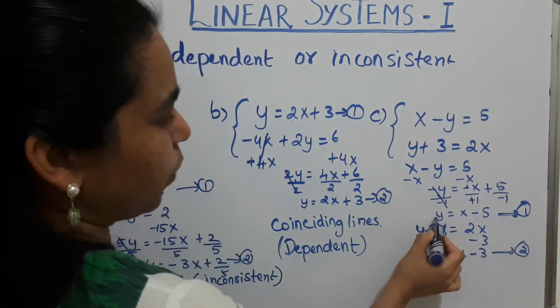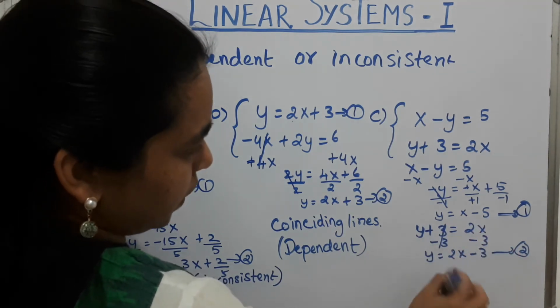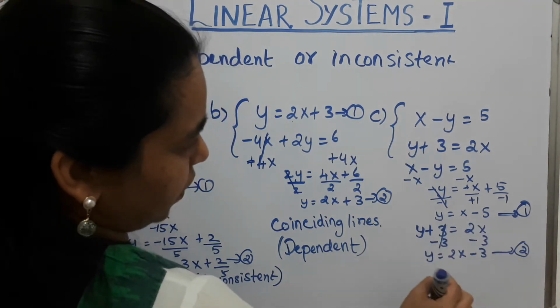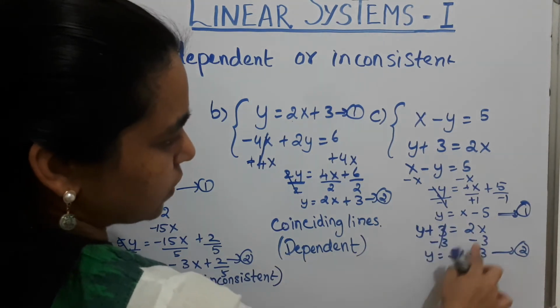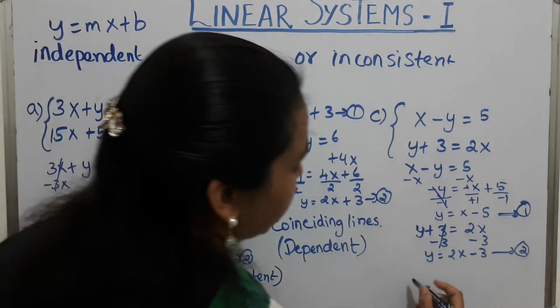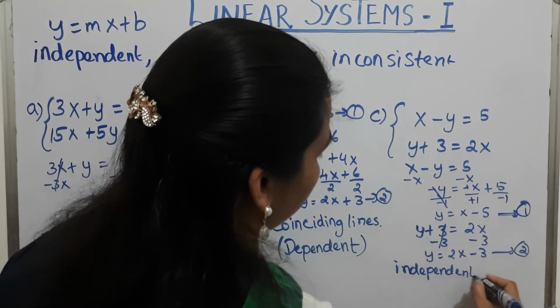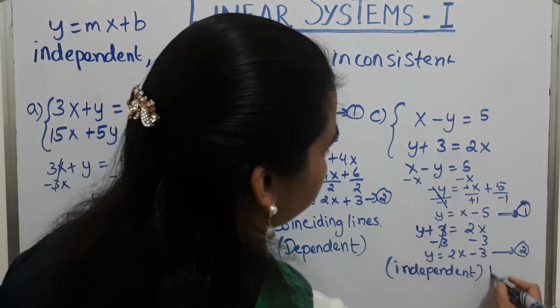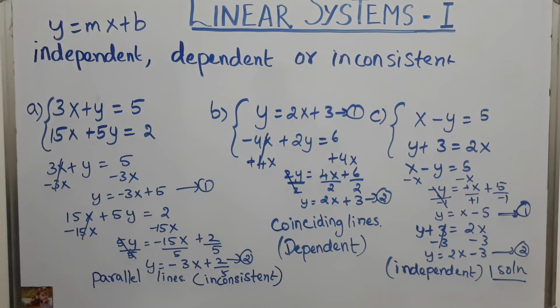So look at this, y equals x minus 5 is the first equation. The second equation is y equals 2x minus 3. Here the intercept and also the slope term are different. So the slope is 1x here and 2x there, and the intercepts are negative 5 and minus 3. So they are different, which means they are independent and also it has one solution. Okay, so this is how you can classify the system of linear equations into dependent, independent or inconsistent.